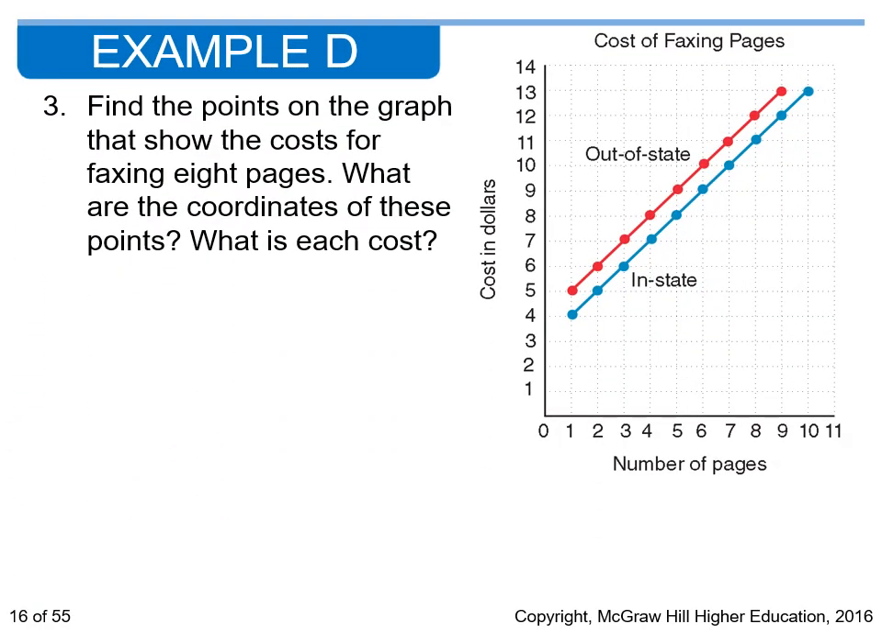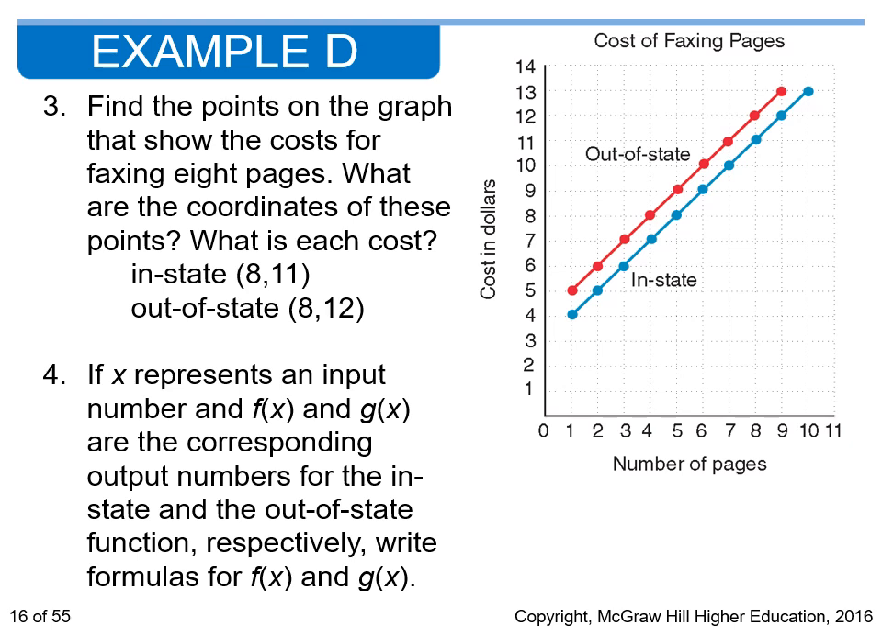This graph shows the costs. Find the points on the graph that show the cost for 8 pages. What are the corresponding points and what is each cost? So if we just go to 8 on the axis and go up, you'll see that the in-state is $11 and the out-of-state is $12.